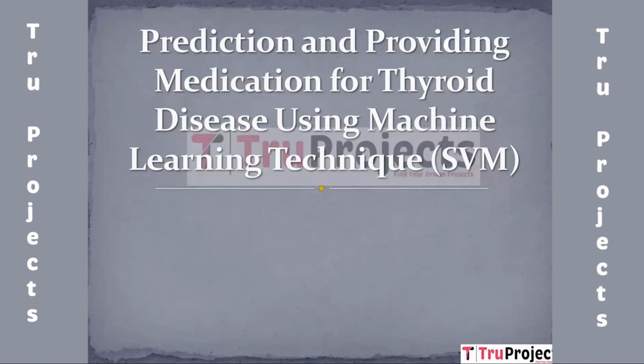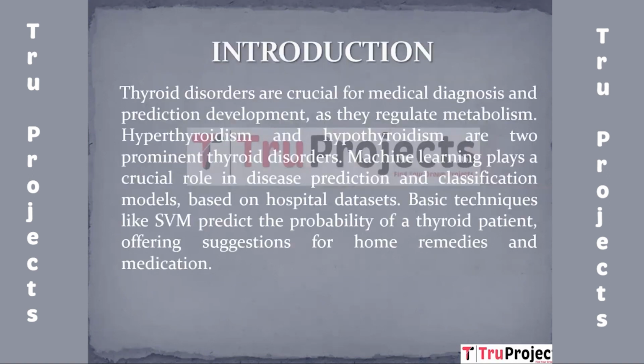Welcome to True Projects. In this video, we will be explaining about prediction and providing medication for thyroid disease using the machine learning technique SVM. Introduction. The thyroid gland is one of our body's main organs. Thyroid hormone secretions are responsible for regulating metabolism. Hyperthyroidism and hypothyroidism are two thyroid disorders that affect the thyroid hormones that control our body metabolism.